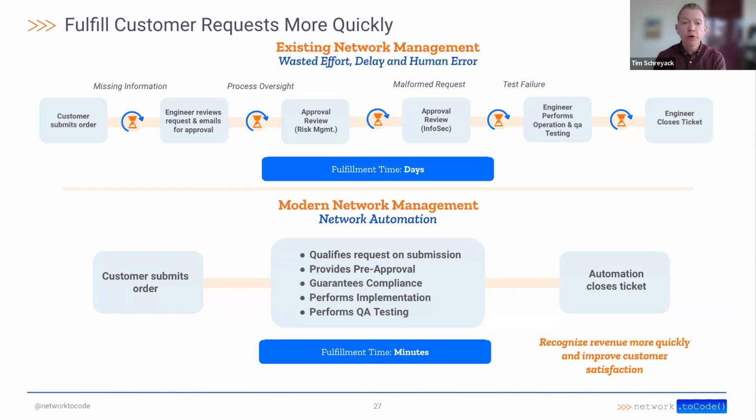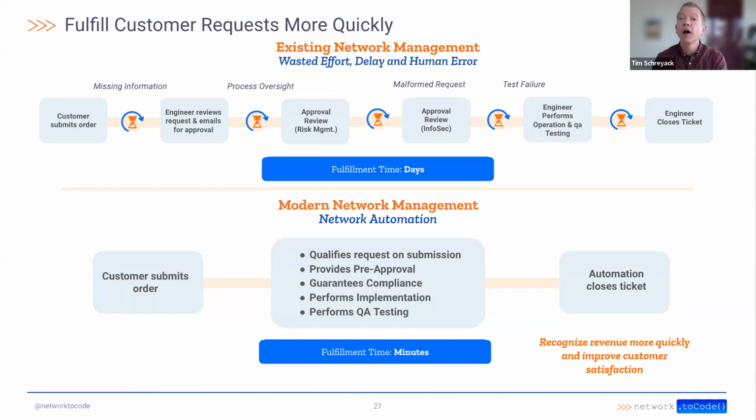So as we look at modern network management, we follow the same business process. That is, we make sure that we do all of the tasks that we're required to by the business or our compliance, but we do it in a much more efficient way. So now the customer submits the order. We can qualify the request on submission through the automation.